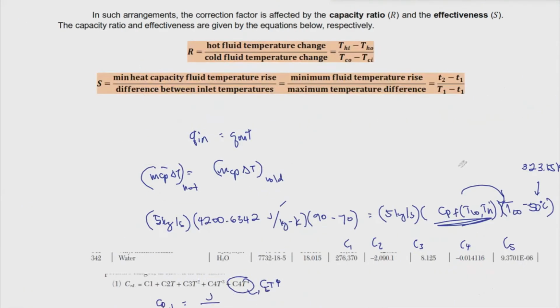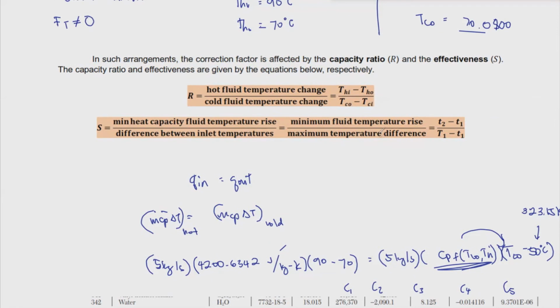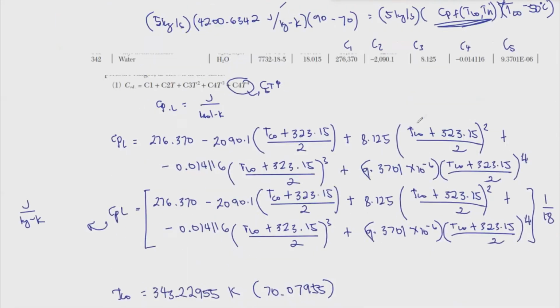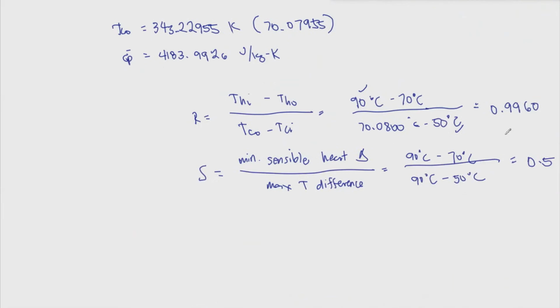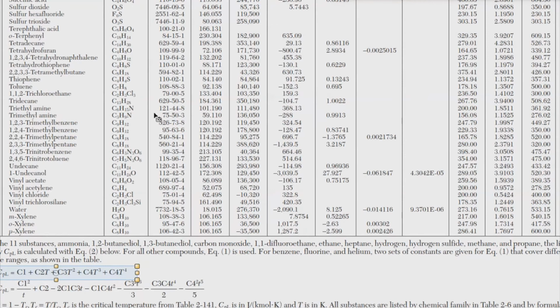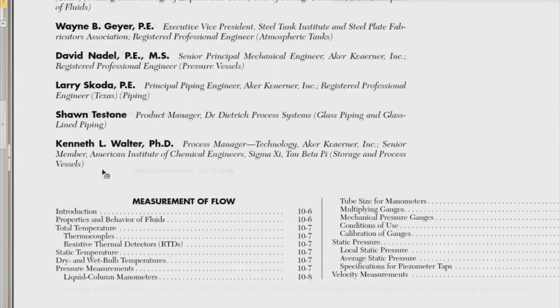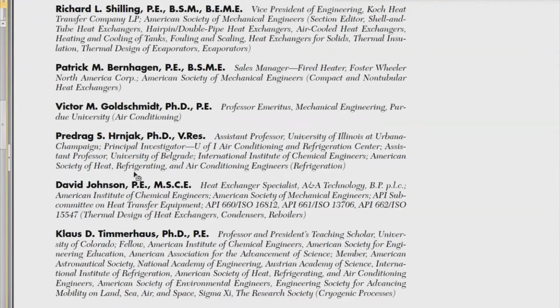Okay, so the effectiveness, sorry, I said effectivity. So we have the capacity ratio R, that's 0.9960, and the effectiveness, that's 0.5. Now we go back to our table, at figure, I think it's figure 11-4.